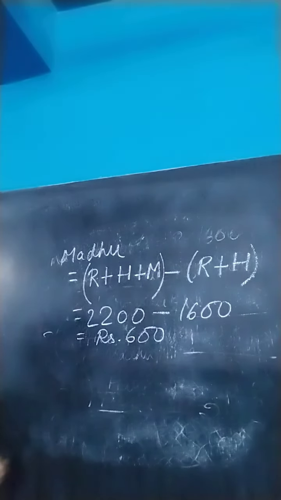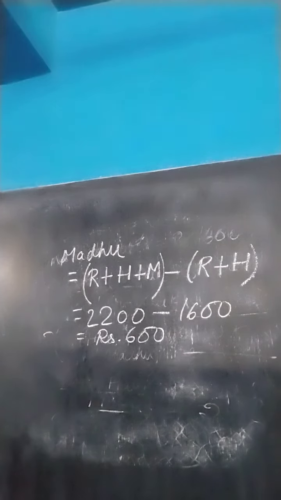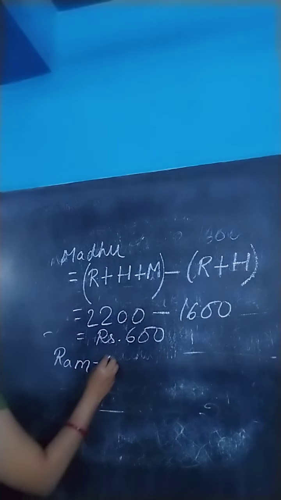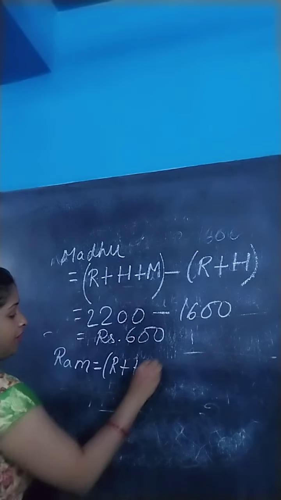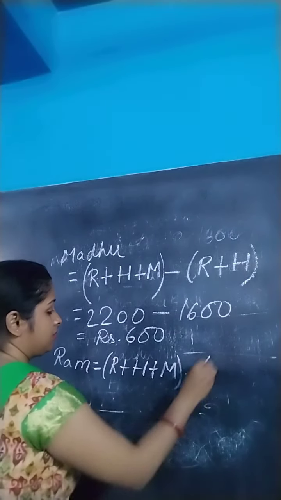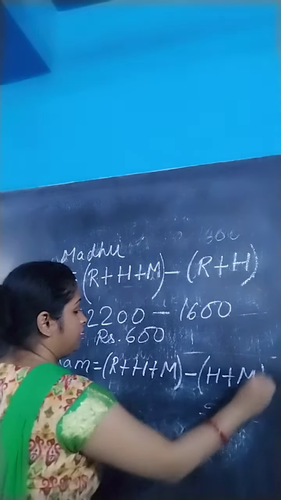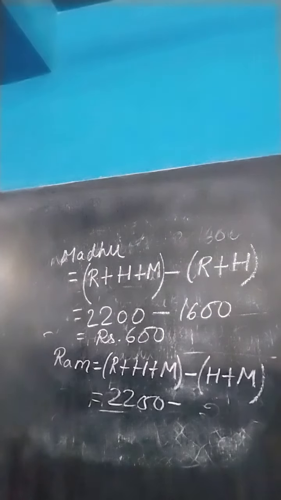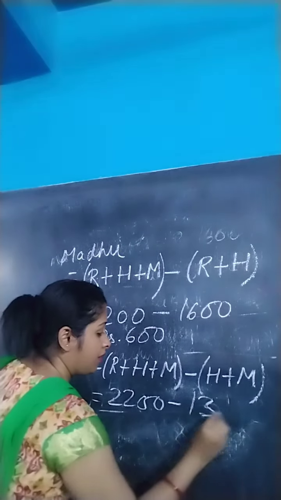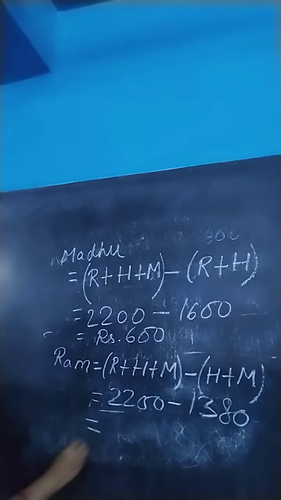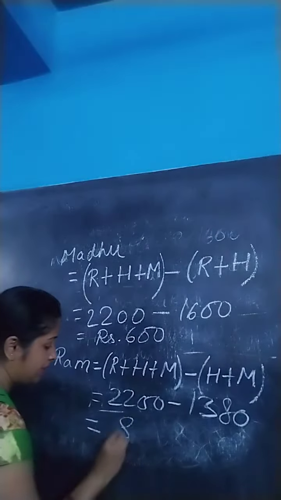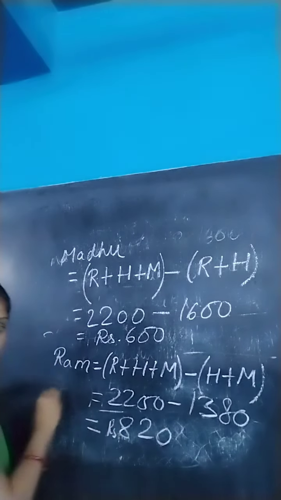In this way, we will find out the amount of Hari and the amount of Ram. Now we will find Ram's amount. Ram is equal to Ram plus Hari plus Madhu minus Hari plus Madhu, that is 2200 minus 1380. So the amount I am going to get is 820 rupees. 820 is the amount of Ram.